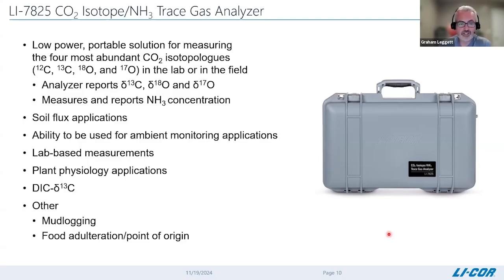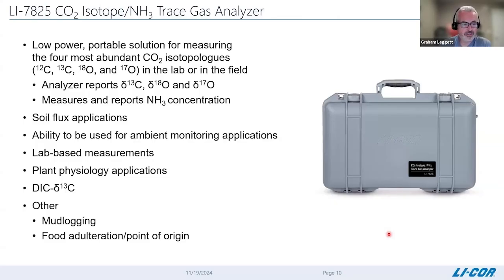It also reports and measures ammonia concentration. This is specifically for interference correction, but we do report ammonia. So you do get an ammonia concentration reading from the instrument. And again, ammonia emissions can be correlated with other sources. And so that ammonia report can be useful for certain applications.